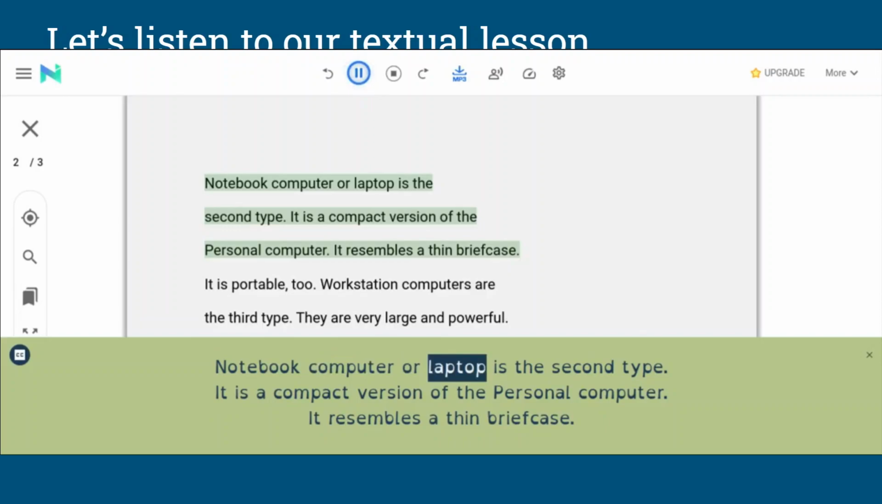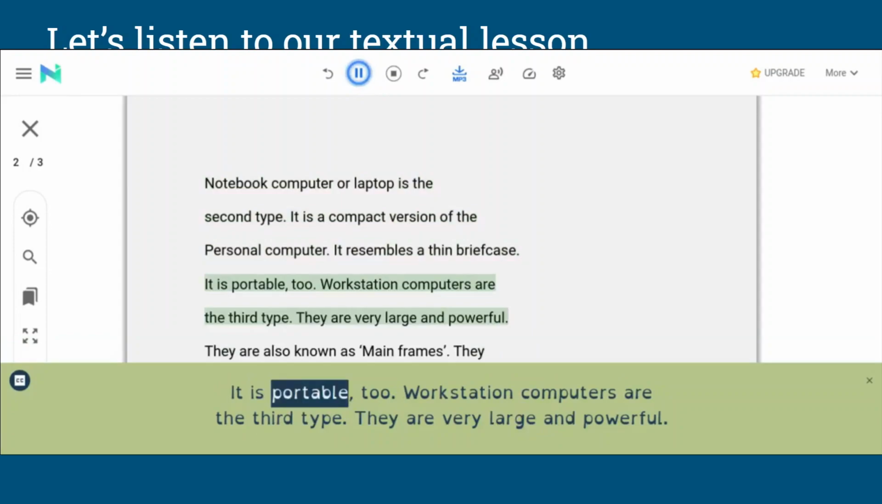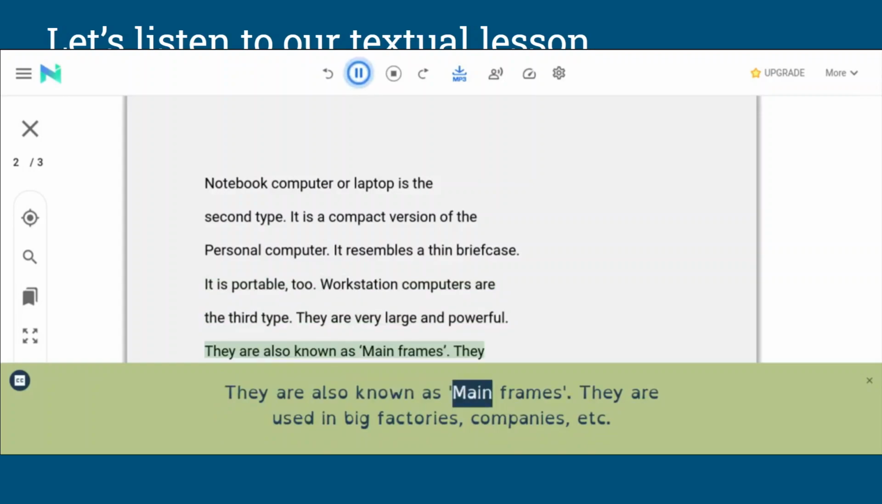Notebook computer or laptop is the second type. It is a compact version of the personal computer. It resembles a thin briefcase. It is portable, too. Workstation computers are the third type. They are very large and powerful. They are also known as mainframes. They are used in big factories, companies, etc.